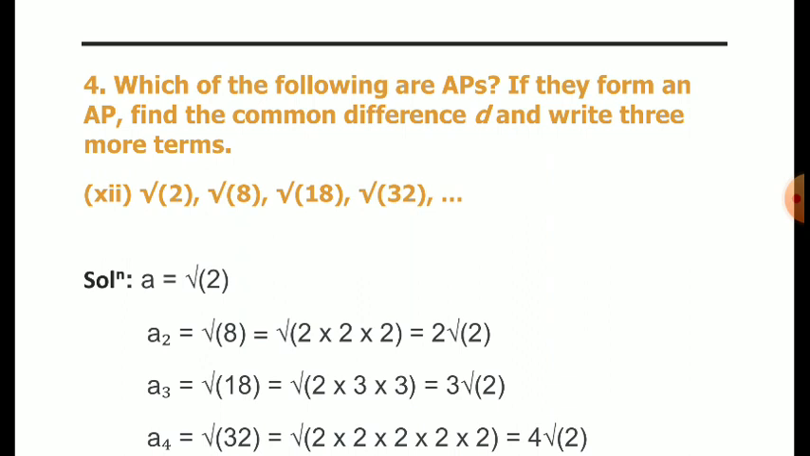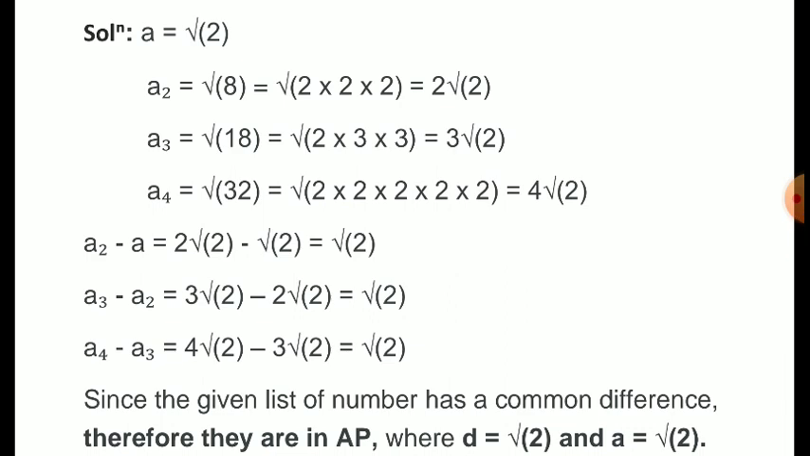So let us come to the solution of this particular problem. Here the first term a1 is already given, that is root 2. Second term a2 is also given, root 8. Third term a3 is given, root 18. The fourth term a4 is given, root 32.